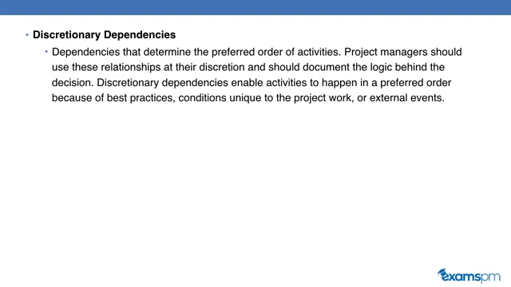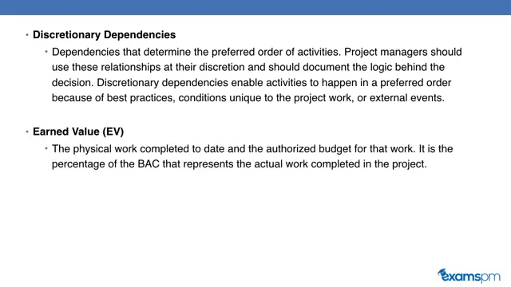Discretionary dependencies enable activities to happen in a preferred order because of best practices, conditions unique to the project work, or external events. For example, if your project was to paint a house, you could decide to paint the living room first, then the dining room, or the dining room first, then the living room. This is a discretionary dependency because this order does not have to be one way or the other.